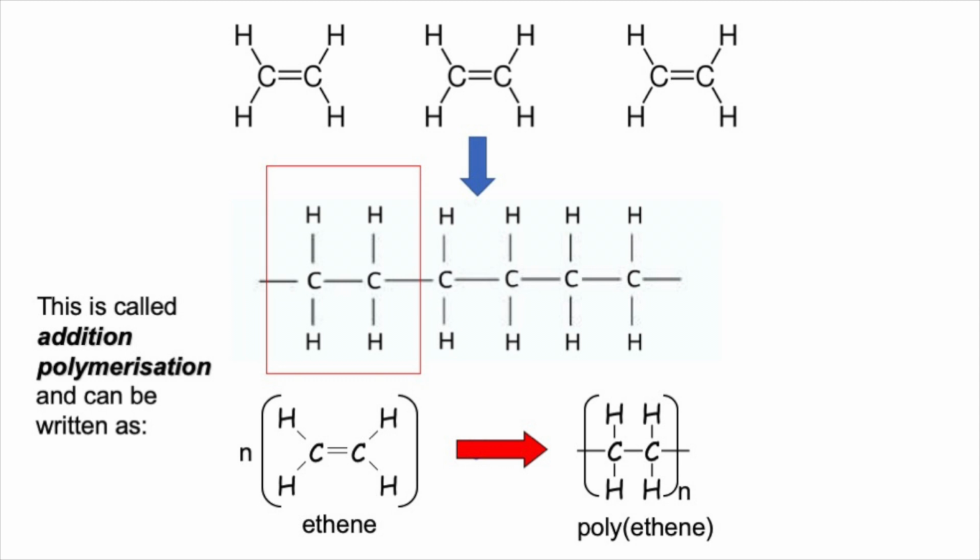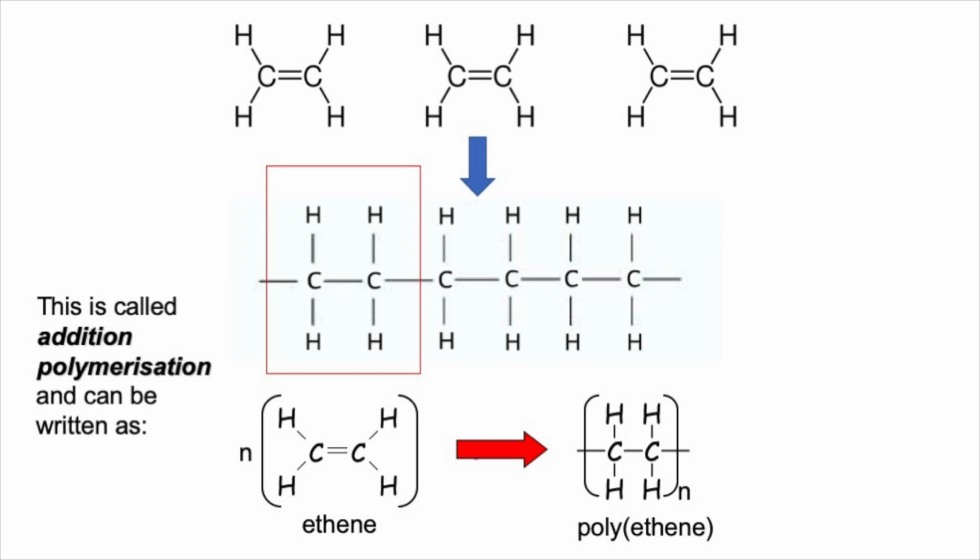Now the repeating unit is C2H4 and N tells you the degree of polymerisation. It tells you how many times that repeating unit is repeated. It tells you how long the polymer chain is. As I've said previously in this video, polymer chains can be incredibly long, and sometimes repeating units are repeated hundreds of thousands of times.